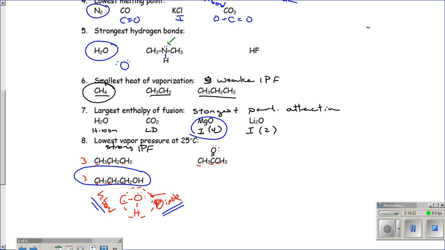Take a minute to print the problem set that says interparticle attractions, and you may work on that.